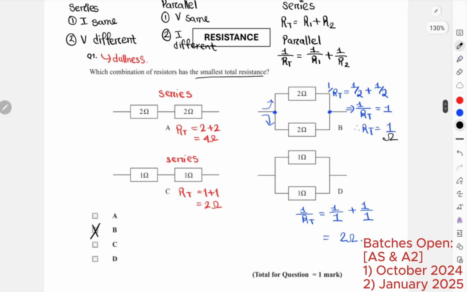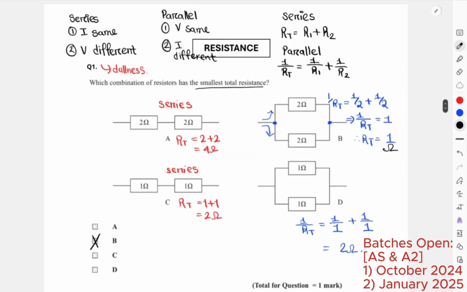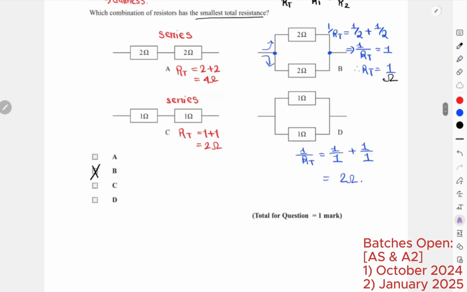Okay. After this, we're going to move on to the next question. I hope this question was clear enough for all of you to understand. And these things are quite important to memorize. In a series circuit, what changes, what divides. In a parallel circuit, what changes, what divides. And obviously the resistor formula for series and parallel, right? This is extremely important.